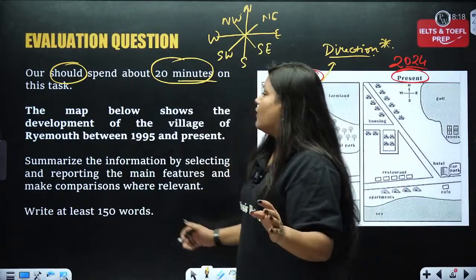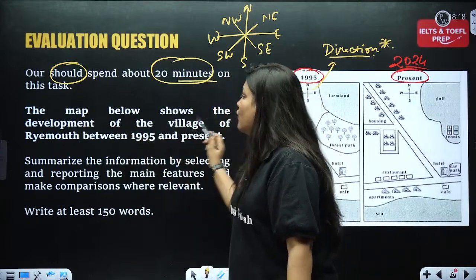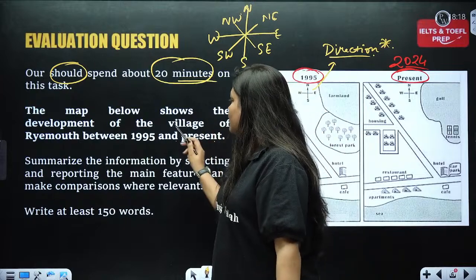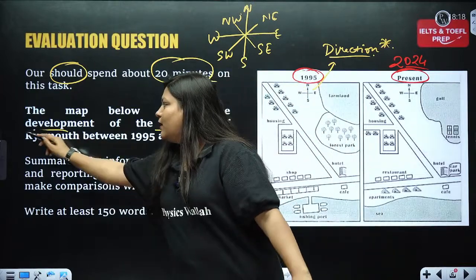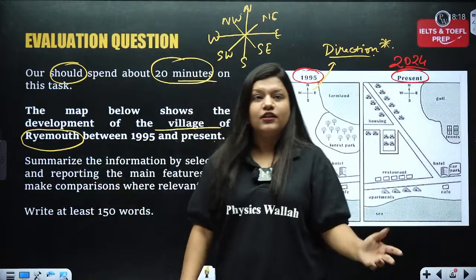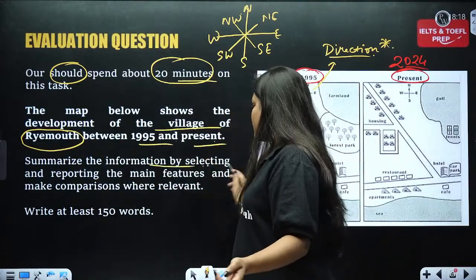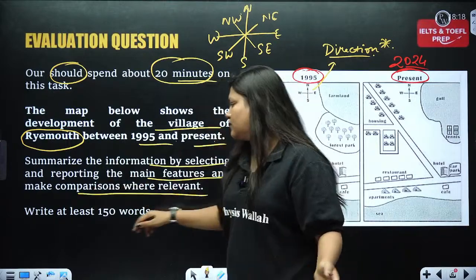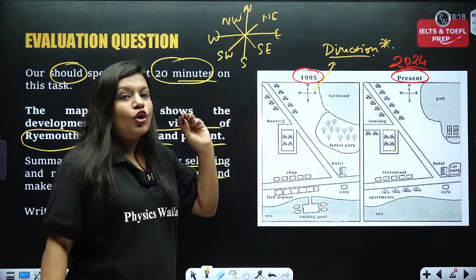Now, the map below shows the development of the village of SCH between 1995 and present. So, it shows the development of the village of SCH. SCH might be the name of the city or the name of the place. Between 1995 and present, summarize the information by selecting and reporting the main features and make comparison where relevant. Write at least 150 words. This is very common, right? You've got the question.